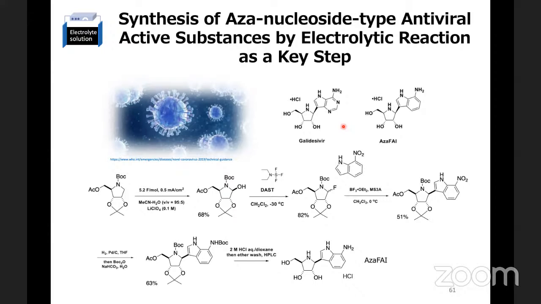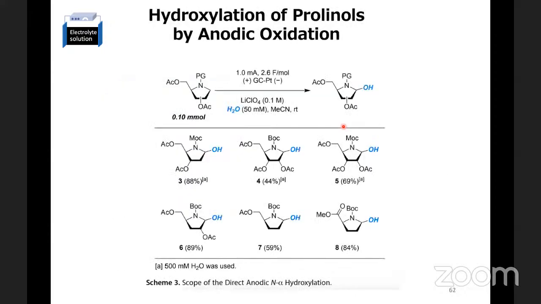We have already introduced the introduction of a methoxy group, but if a hydroxy group can be introduced instead, the substitution can be performed more easily with various nucleophiles under milder conditions. The conditions for direct introduction of a hydroxy group by electrolytic reaction are shown here. By using acetonitrile as a solvent and lithium perchlorate as a supporting electrolyte, and adding a certain amount of water to the electrolysis, we have succeeded in efficiently introducing a hydroxy group to a wide variety of prolinol derivatives as shown here.